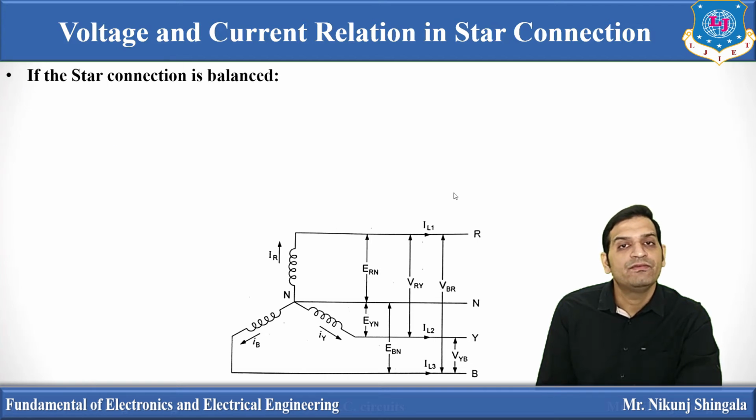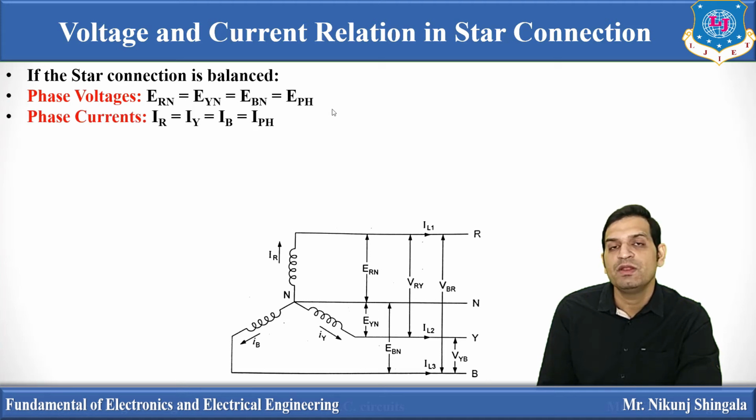Now, if the star connection is balanced, if the system is balanced, then all the phase voltages will be equal. So ERN, EYN and EBN will be equal, which is denoted by E phase. Similarly, phase currents will also be equal because the system is assumed to be balanced. IR, IY and IB will be equal, that is denoted by I phase.